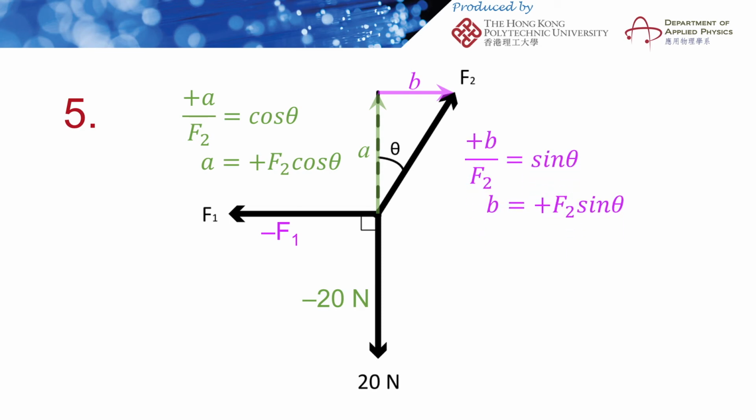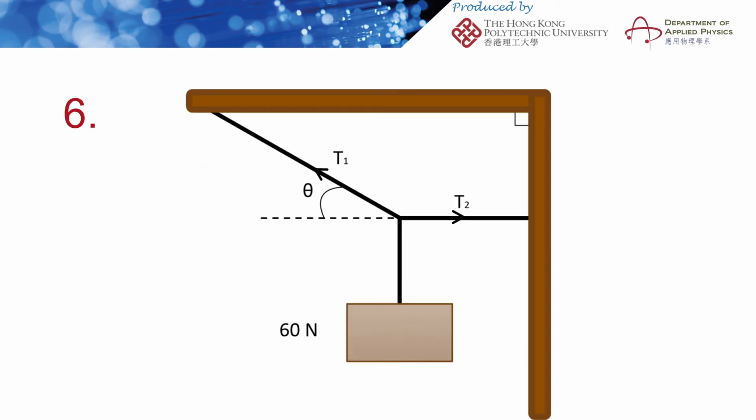To find vector B, it is in right direction. Plus sign will be used to show this direction. We have the opposite side and the hypotenuse, so sine will be used. Vector B is equal to plus F2 sine theta. You can use a couple of minutes to label all vectors in question 6 and 7.